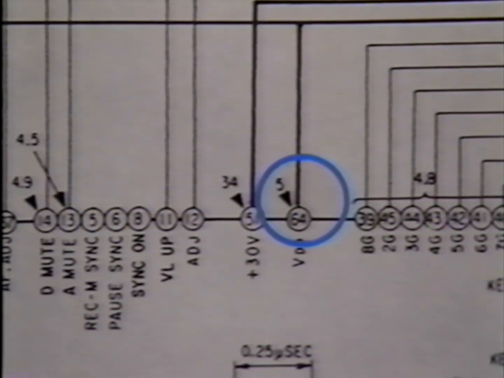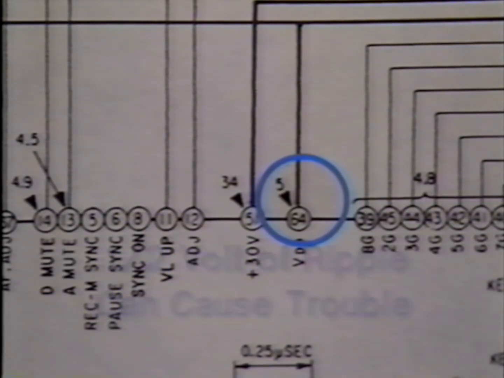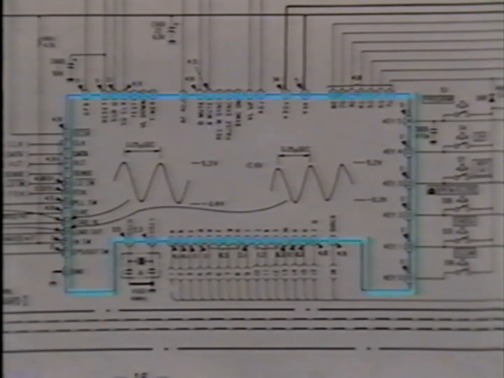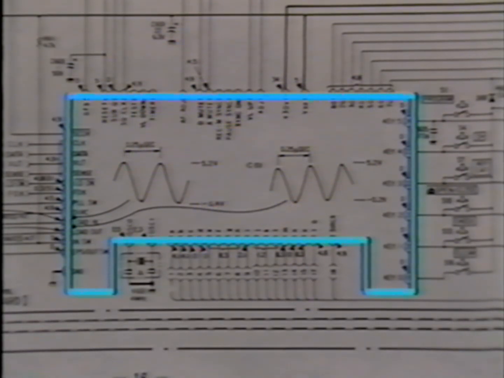Microprocessors are sensitive to ripple levels that will probably not be apparent on the meter. A ripple of about half a volt on the VDD supply can cause erratic operation of the microprocessor. Only after the power supply levels have been checked and any problems repaired should further testing of the microprocessor continue. Two additional power supply tests must be conducted before the power supply can be ruled out as a source of the problem.